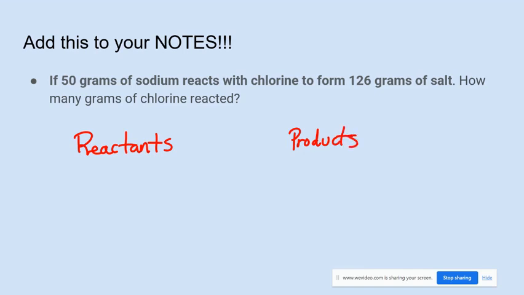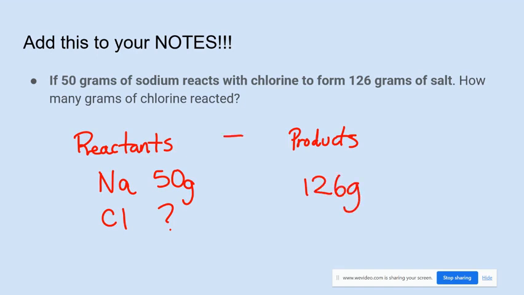All right, what are our two reactants? Sodium. Okay, so we have sodium and we have chlorine for our reactants. We know that we're starting out with 50 grams of sodium. We don't know how much chlorine we're going to have, but we know that our products are going to end up being how much? 126 grams salt.